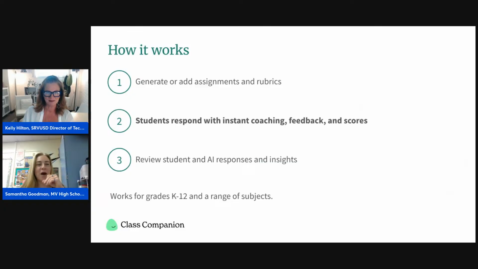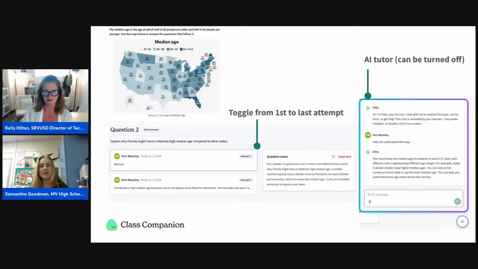The second step of how it works: students can respond with instant coaching, feedback, and scores. So I'm going to show you what it might look like from a student version. Now, this is not from my class. This is just from a ClassCompanion slide that I took. But this is where you can see that there is an image that you can incorporate. And question 2 is a short answer question. Explain why Florida might have a relatively high median age compared to others. So Ron Weasley here goes, retirees. That's attempt 1. Okay, Ron, we need a little bit more information than that.